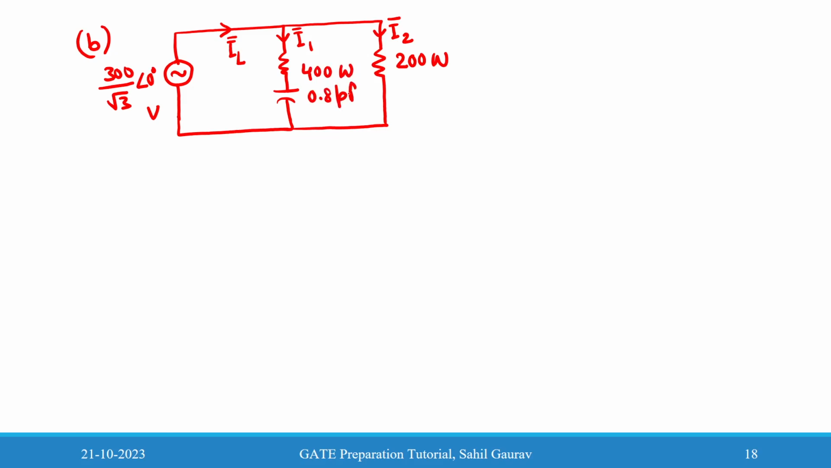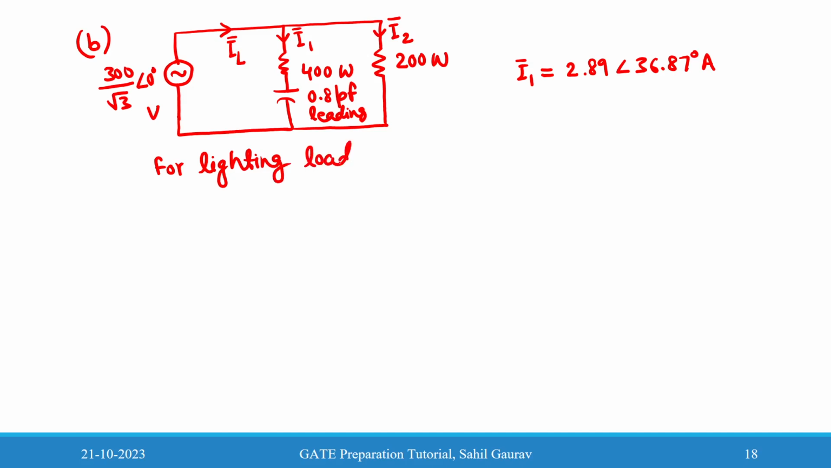We don't need to find I1. I1 remains the same because the voltage across it has remained the same as the previous value. So I1 will remain the same. I1 we have found as 2.89 at the angle of 36.87 degree ampere. And similarly we apply the same approach for the lighting load as in the previous case.